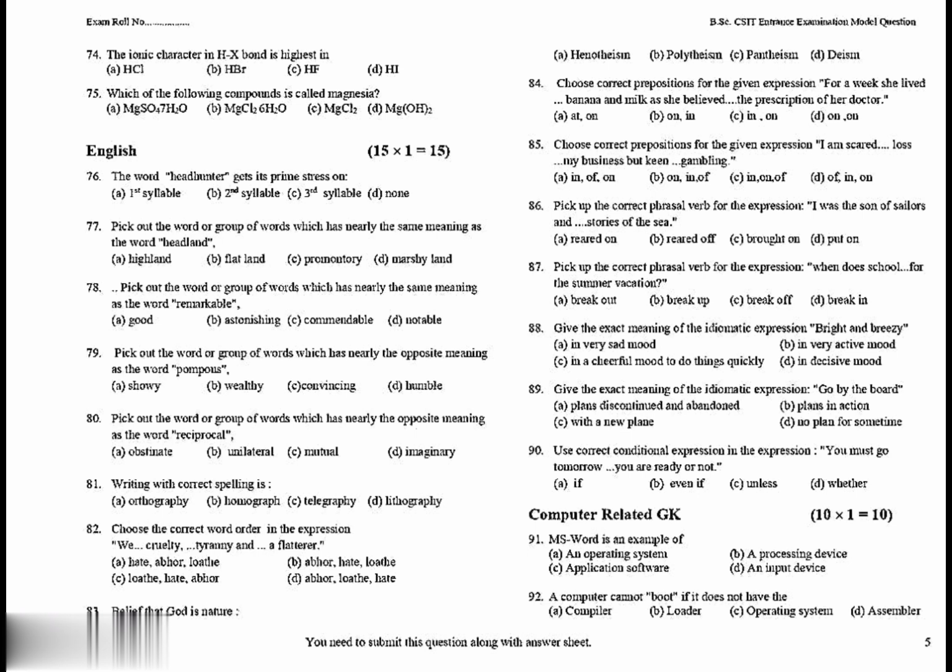81. Writing with correct spelling is read A, B, C, D. 82. Choose the correct word order in the expression. Read A, B, C, D. 83. Believe that God is nature. A. Henotheism, B. Polytheism, C. Pantheism, D. Deism.